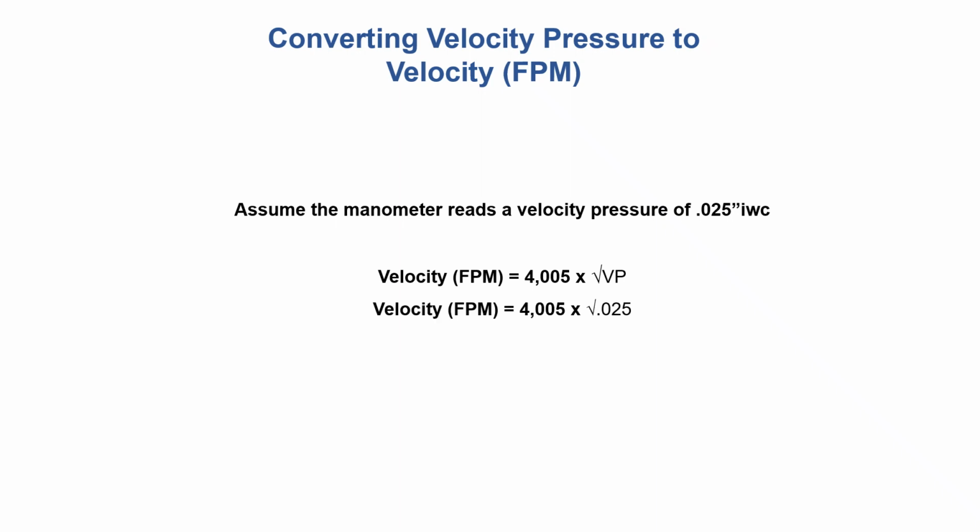Therefore, the velocity in feet per minute is equal to 4,005 times the square root of 0.025. The square root of 0.025 is 0.1581, which can be found on most calculators or device apps. Velocity is now equal to 4,005 times 0.1581. Therefore, we now have the velocity in feet per minute of 633.19.